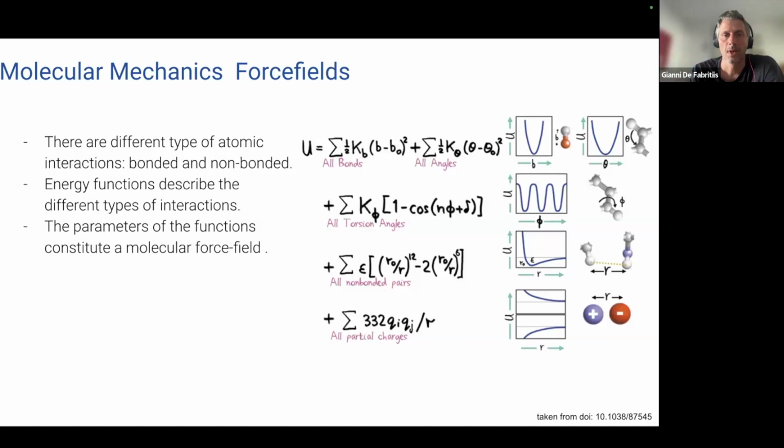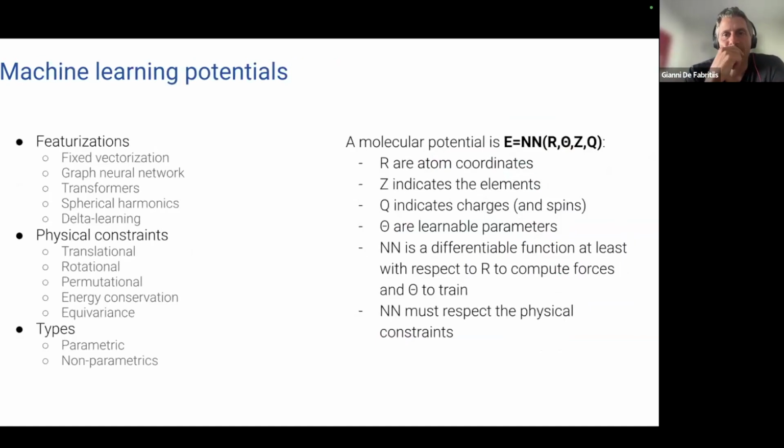So what is a machine learning potential? Well, it's a potential of the form E equals some sort of neural network, which depends on the coordinates R, the atom elements Z, and the charges Q, potentially also spins. We'll talk a little bit about that later on. And theta are just the learnable parameters.